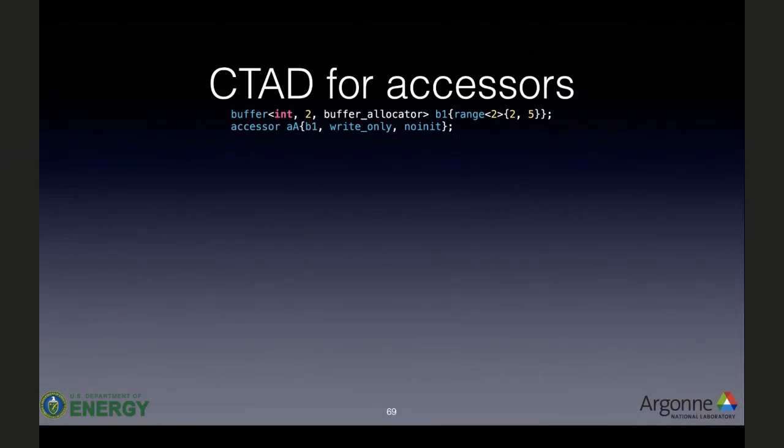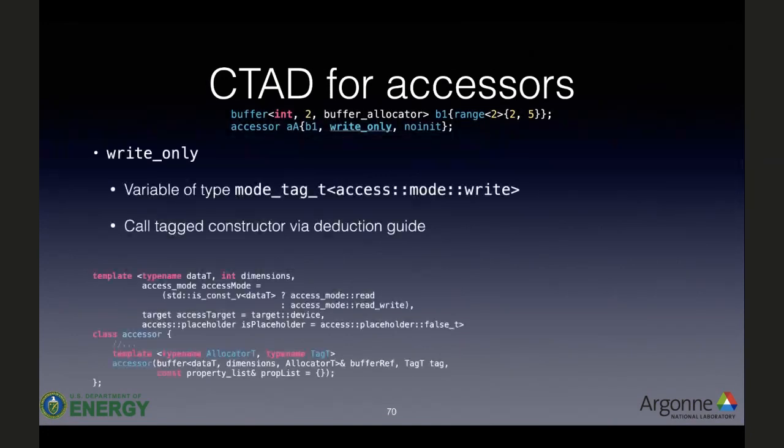If we have code like this, you have a buffer with a range of 2, and you can just say, oh, I have an accessor that's going to be write only, with the property no_init. It turns out write_only is a variable defined by SYCL. And in DPC++, its actual type is mode_tag_t, a tag type of this template primitive, access mode write. And there's a deduction guide that we'll call it with, the constructor at the very bottom.